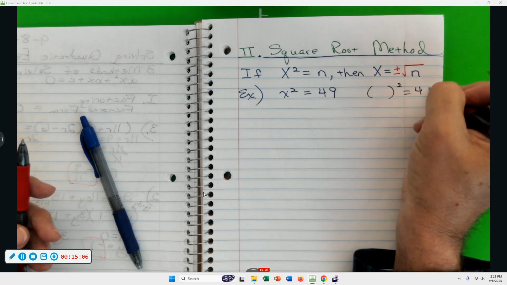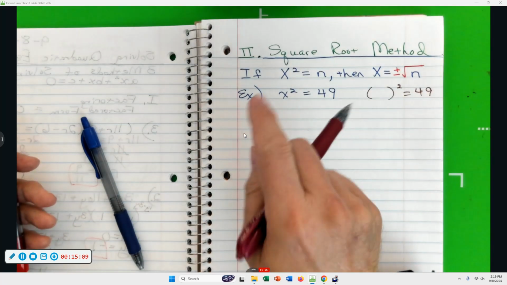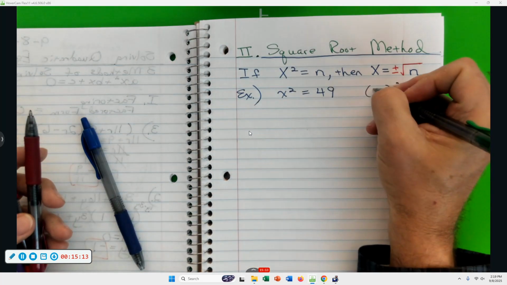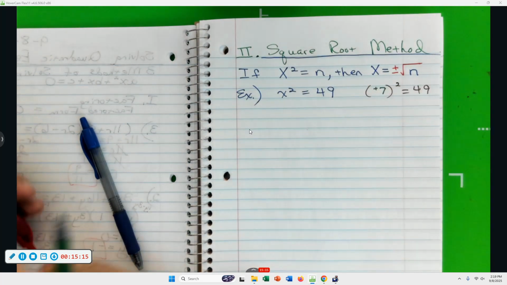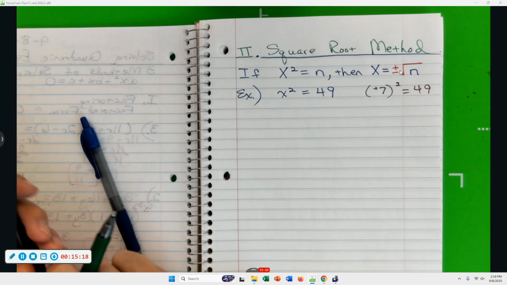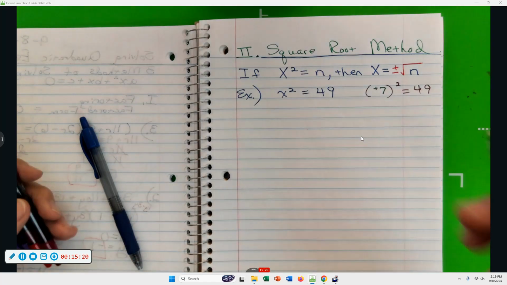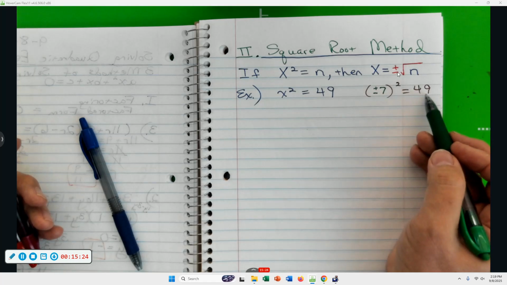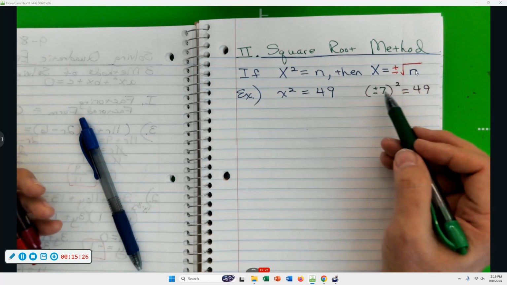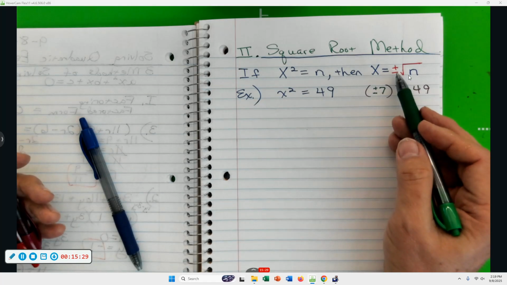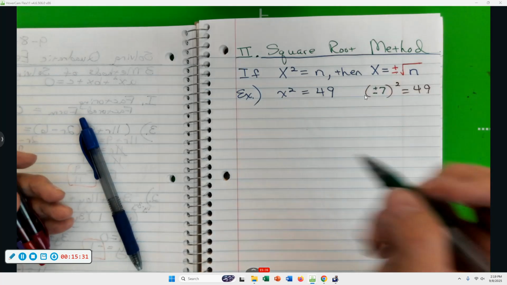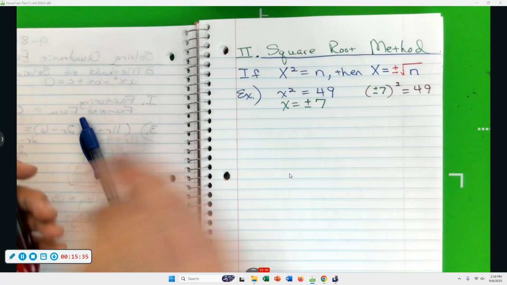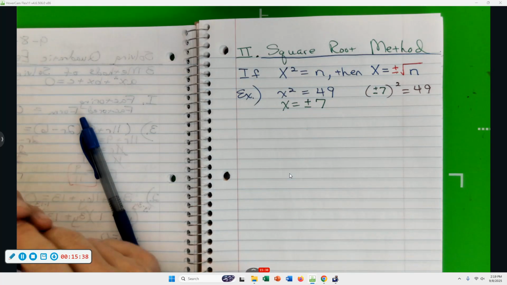Okay, I heard one of them, 7. I'm assuming you mean a positive 7, right? So I put down a positive 7. What else can you square to give yourself 49? A negative 7. That's what this is saying. You take the square root of the number, the square root of 49 is 7, and you want both the positive and negative of it. So x has to equal either positive or negative 7. Any questions with my logic there?